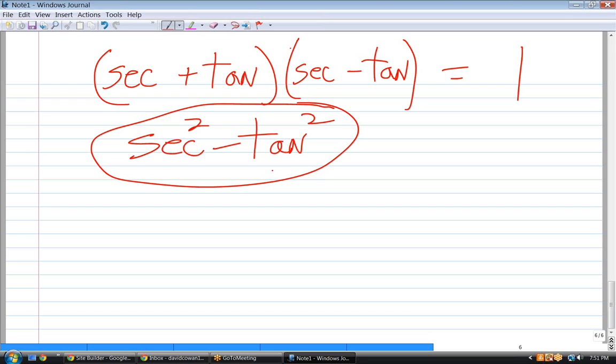So what is the tan identity? Or actually, the easier one to do is what is the secant squared identity? Secant squared equals tan squared plus 1. Minus tan squared, 1.